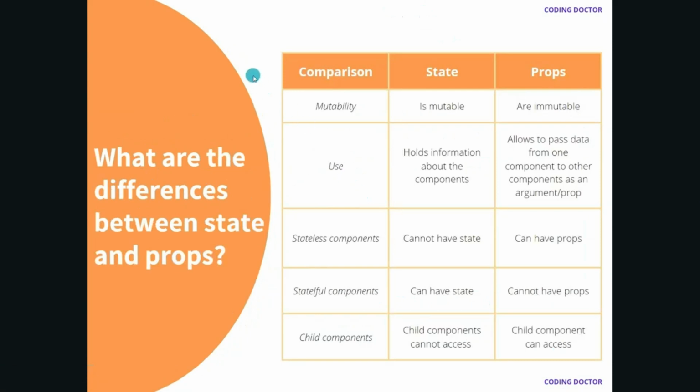Now we have discussed what is state and what is props. Now let's discuss the differences between these two. State is mutable, means it can be changed. Props are immutable. State holds information about the component, whereas props allow passing data from one component to another component. Stateless components cannot have state, but they can have props. Stateful components can have state, and can have props.